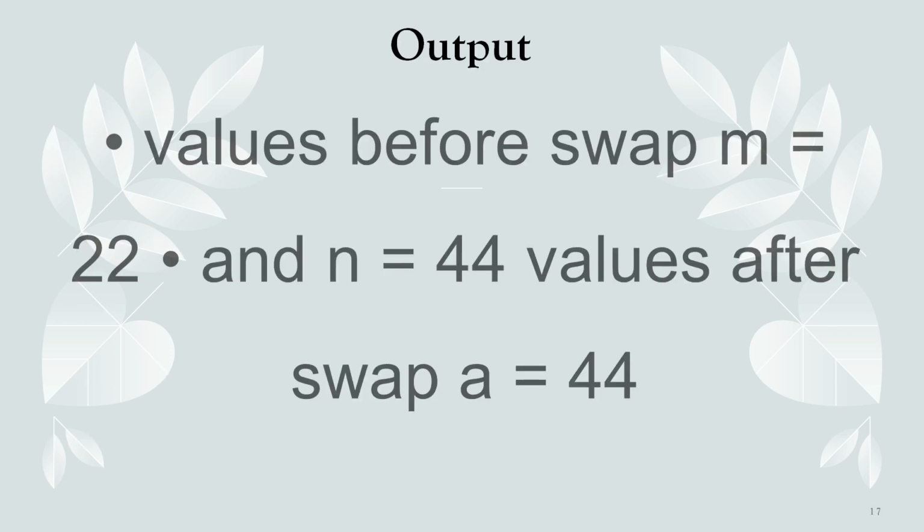And the output for the program: the values before swap are m is equal to 22 and n is equal to 44, and then after swapping the values are 44.